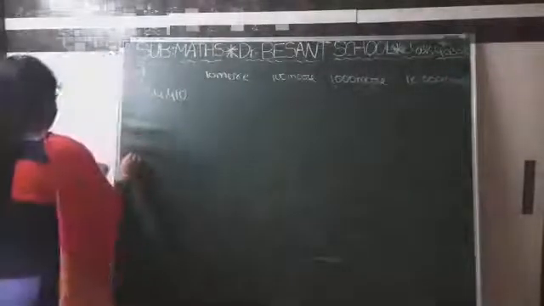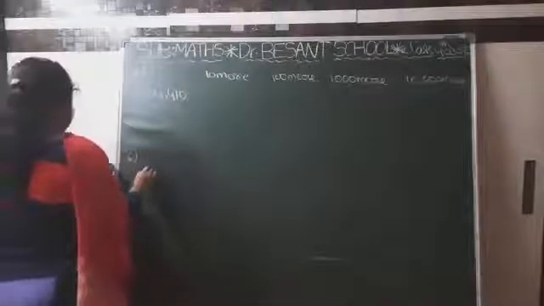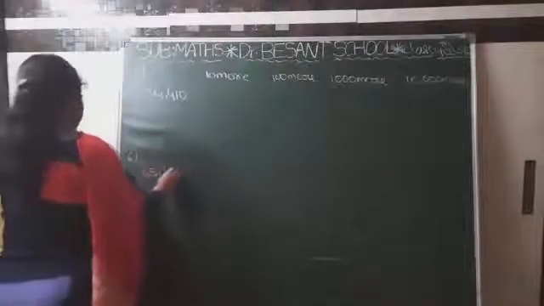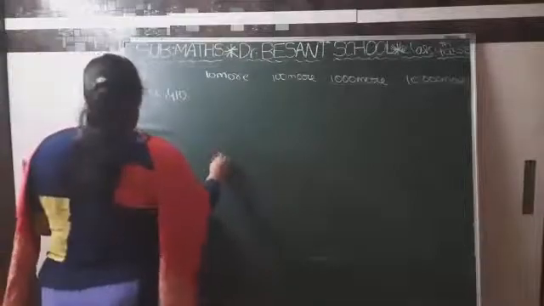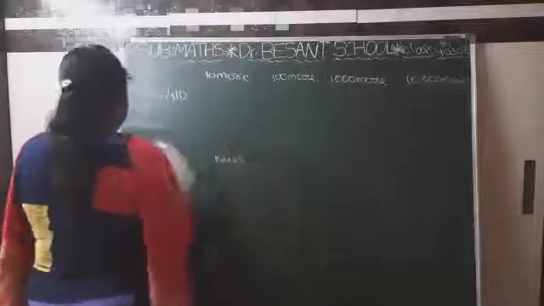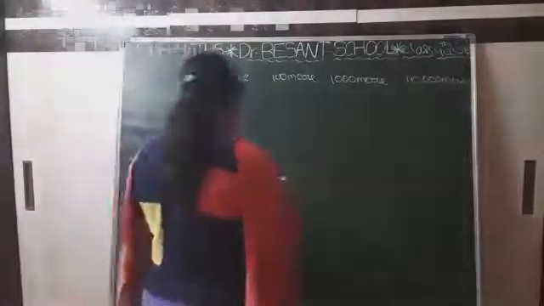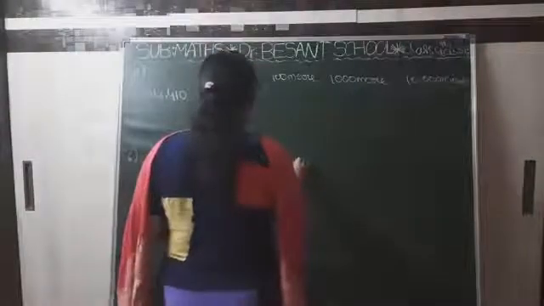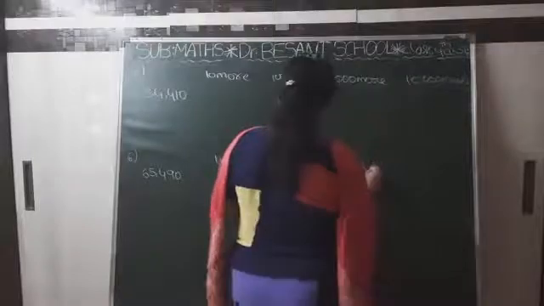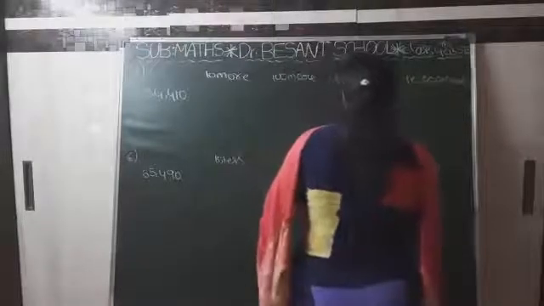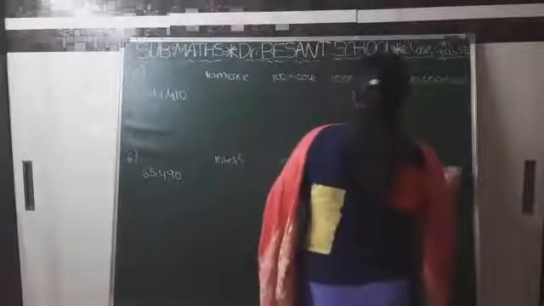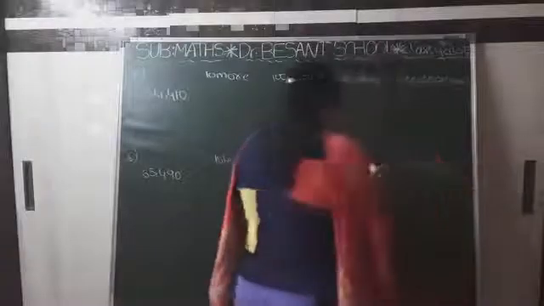Next, 6th one is number 65,490. 10 less, 100 less, 1,000 less, 10,000 less. Okay, now you have to write down all these numbers now.